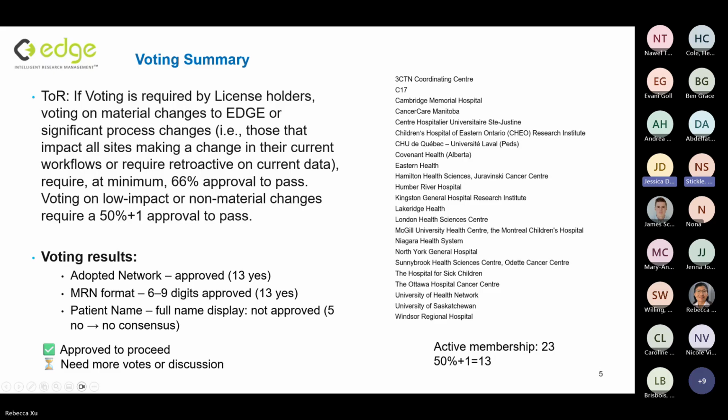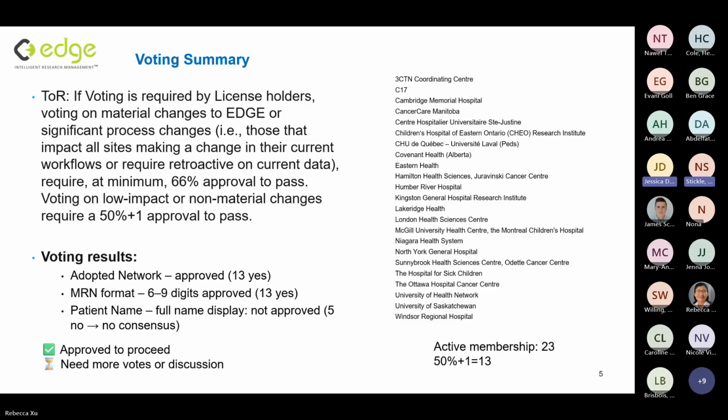Okay, so we voted on some of the items that we brought forward last meeting. Here are the results. The adopted network item was approved. The MRN format change was approved. The patient name was not, but there are only 5 no's, so I think we need a little more conversation. That doesn't make it pass or not pass, being such a low number of votes. Unless it's not a full display of all the voting, I'm not sure, because I know I voted yes.